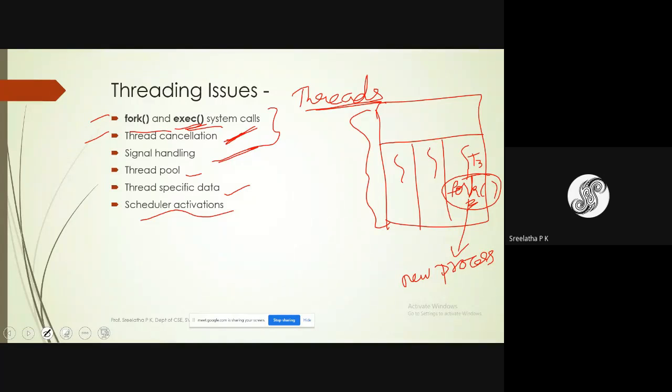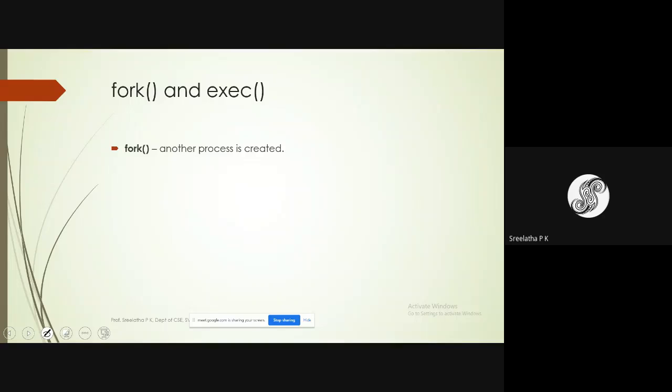We'll see at least two contents out of this: the fork or exec system call and thread cancellation. So what happens when a fork is called? As I told, a thread is invoking the fork system call. It is not the process. A single thread is invoking the fork system call.